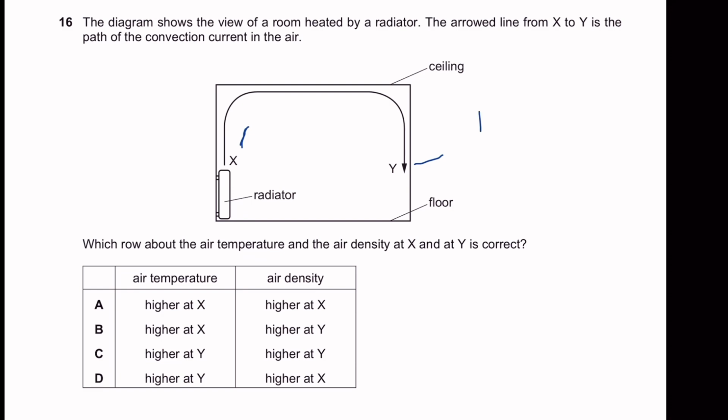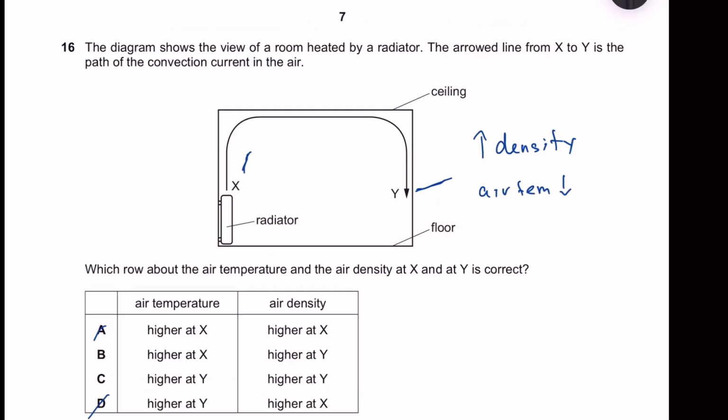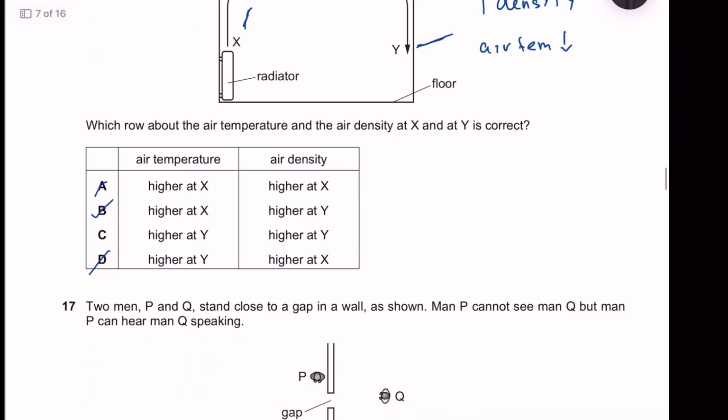And when your density is higher, your air temperature will be lower, and the same goes for when your air temperature is higher, your density will be lower. So you can see in y, it goes down, so your air density will be higher. So you can cancel out D and A. And as you can see, your air temperature will be higher at x, since your density is lower at x. So it will be B.